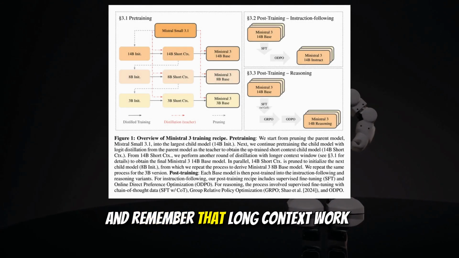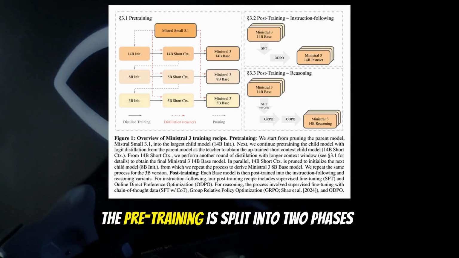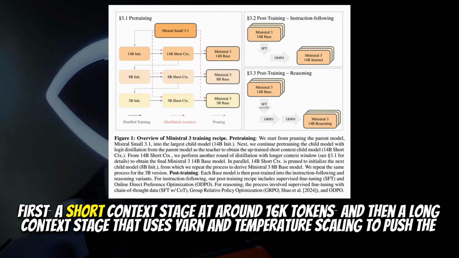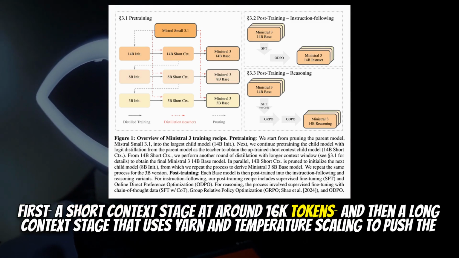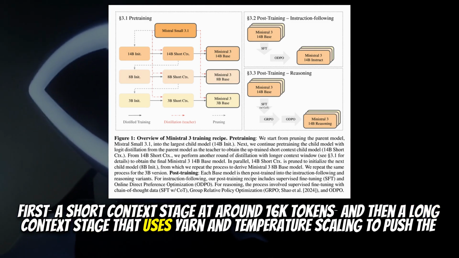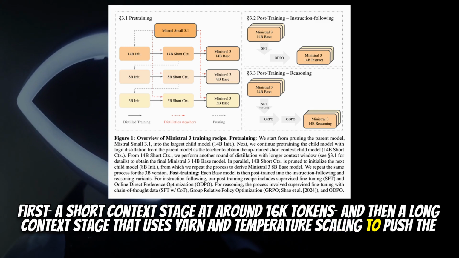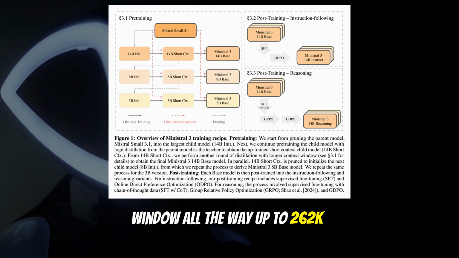Yes. And remember that long context work. The pre-training is split into 2 phases. First, a short context stage at around 16K tokens, and then a long context stage that uses YaRN and temperature scaling to push the window all the way up to 262K.